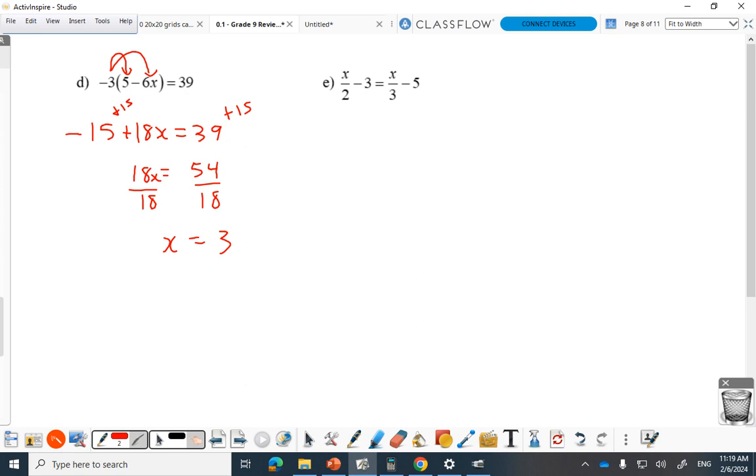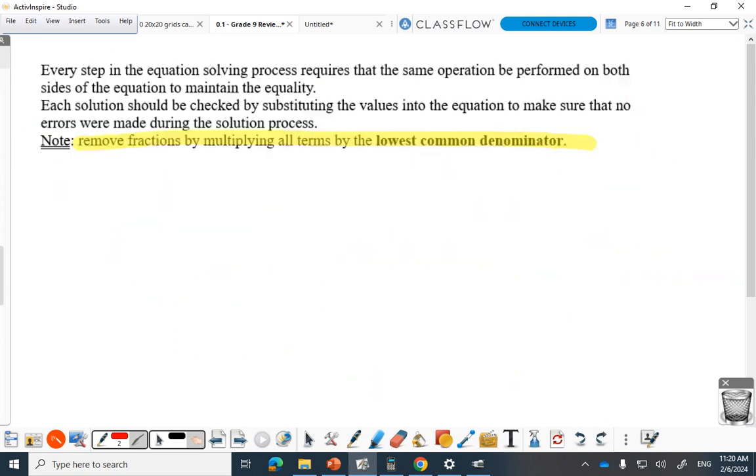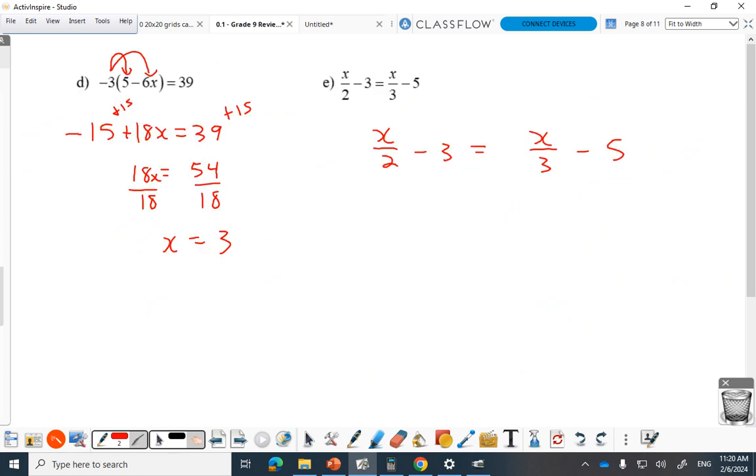This is the one we better talk about, though. This is what that highlighter was about. So I'm glad we got to this example because equations with fractions are extremely difficult. Extremely difficult. Unless you know what it says in the highlighter. The highlighter says, remove fractions by multiplying all terms by the lowest common denominator. What? All right, I don't know what you're talking about, but I'll do what you say.